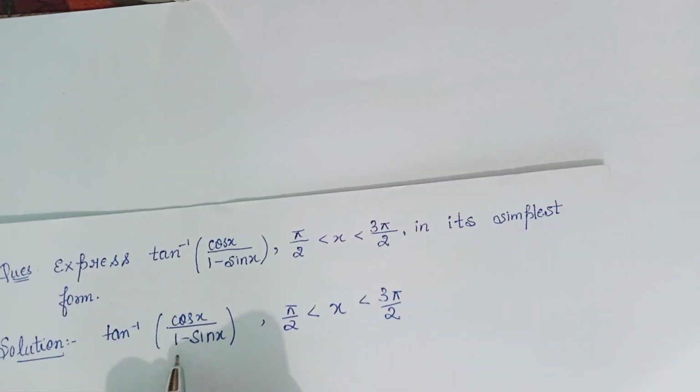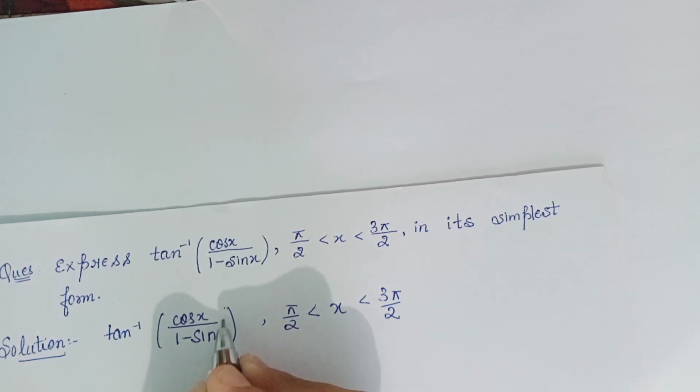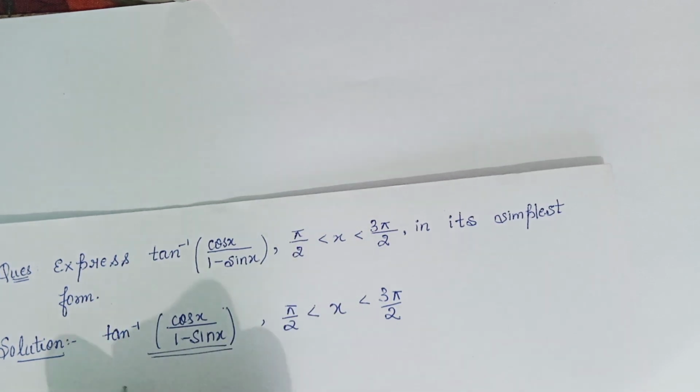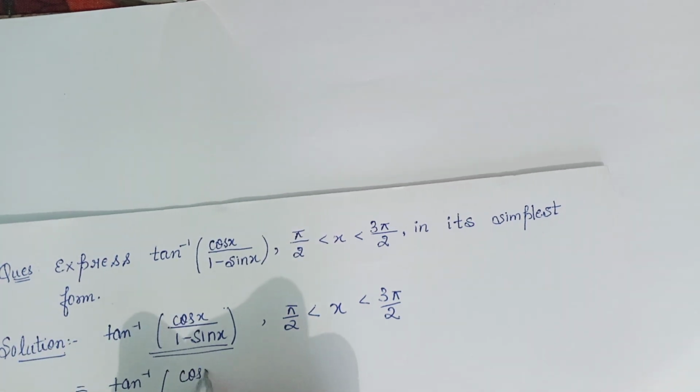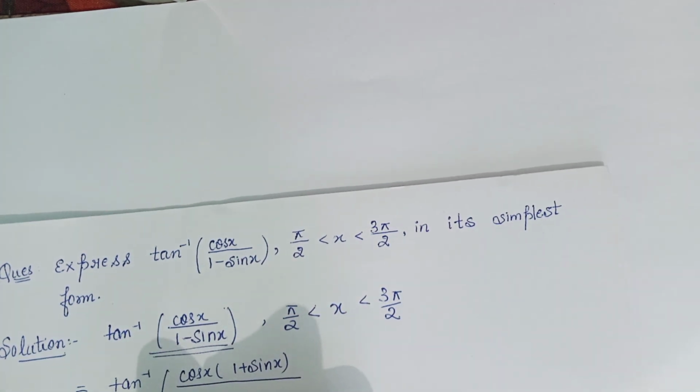Now we want to change this denominator 1 minus sin x into cos x. So let's multiply and divide the expression with 1 plus sin x. So it will become tan inverse of cos x (1 plus sin x) upon (1 minus sin x)(1 plus sin x).